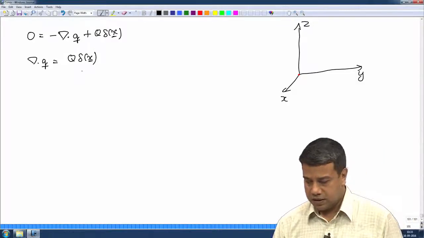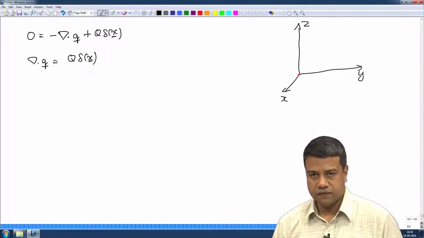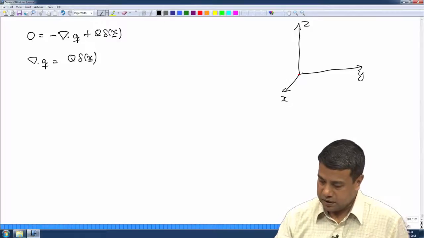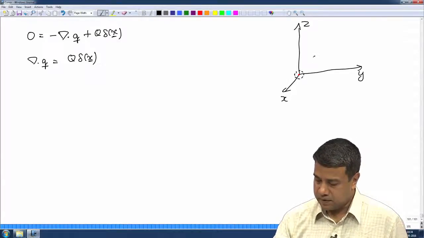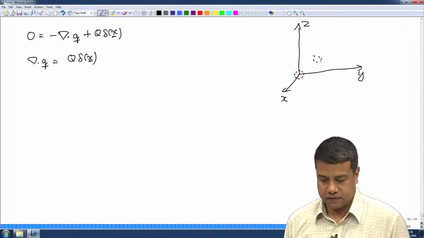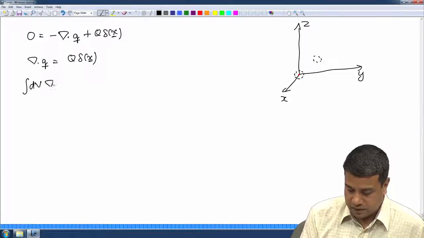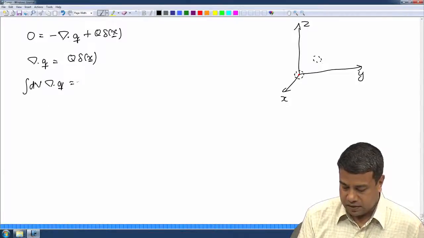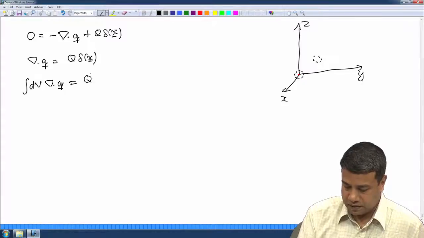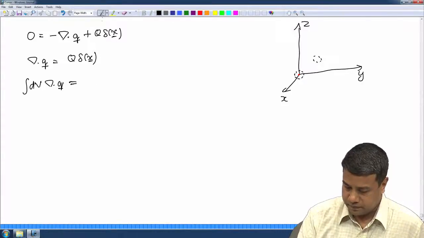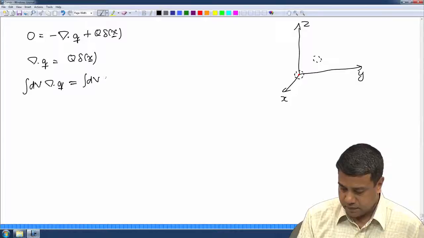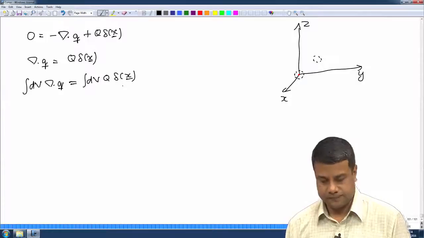And if I take the integral of this, the left side and the right side, over any volume, that volume may include the origin, or it may not include the origin. If I take this over any volume, you know that the integral over the volume of del dot q is equal to the integral over the volume of q times delta of x.